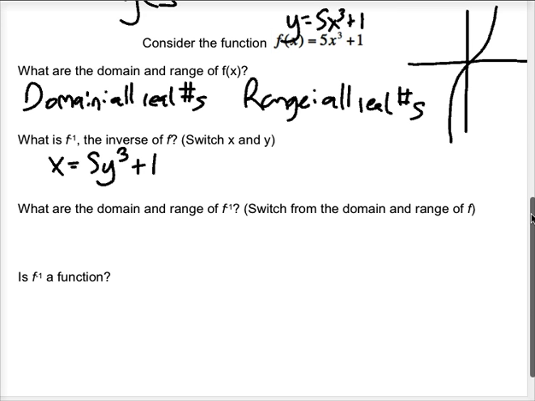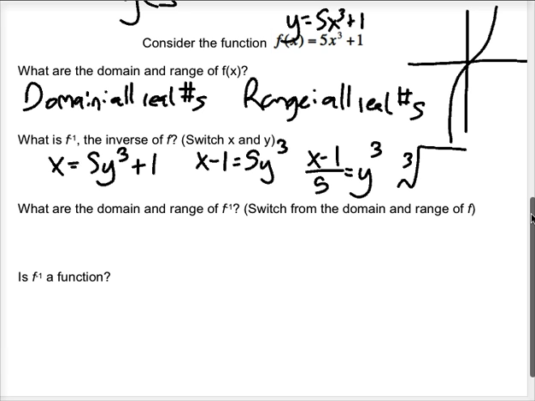And now I'm going to solve. So I need to get y by itself. I'm going to subtract 1 from both sides. I'm going to divide by 5. And now to undo a cube, we are going to use a cube root. And there is our inverse function.